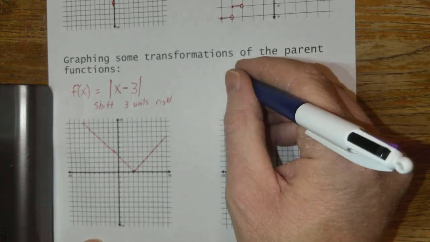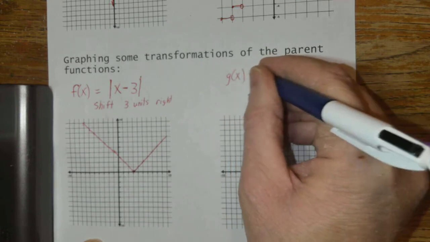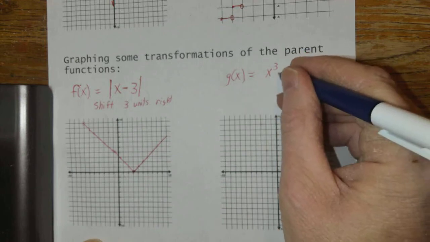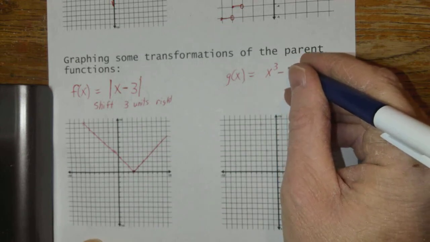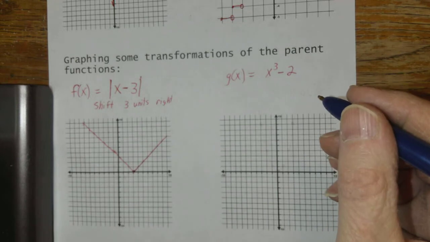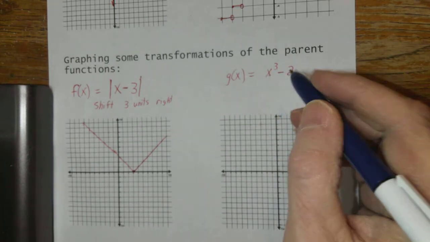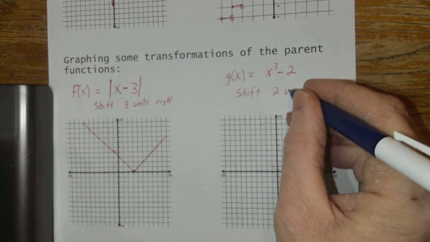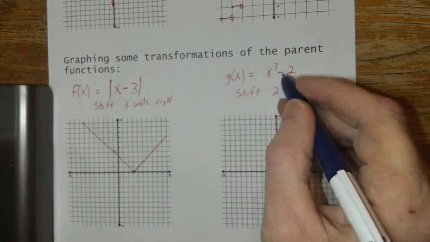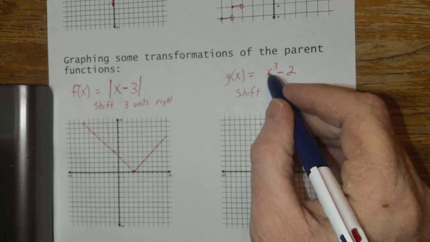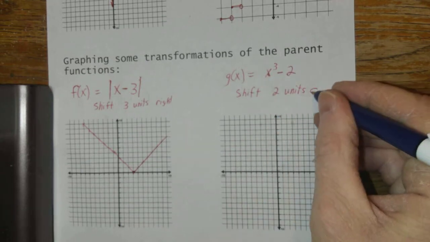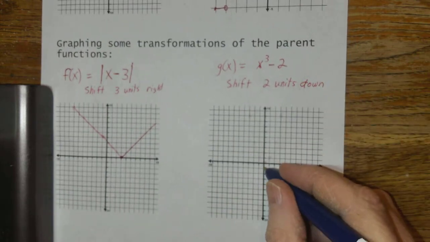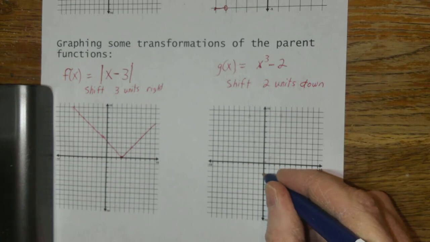Now, let's make g of x equal to x cubed minus 2. Okay, that means I'm going to shift the cubic function 2 units. And when it's not inside with the x, that's up and down. So I'm going to shift it 2 units down. And if you'll recall, so I'm just going to be going here.